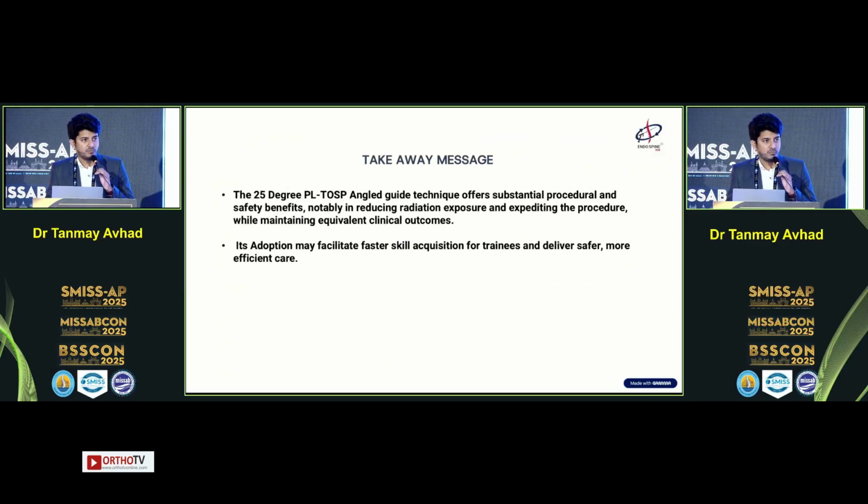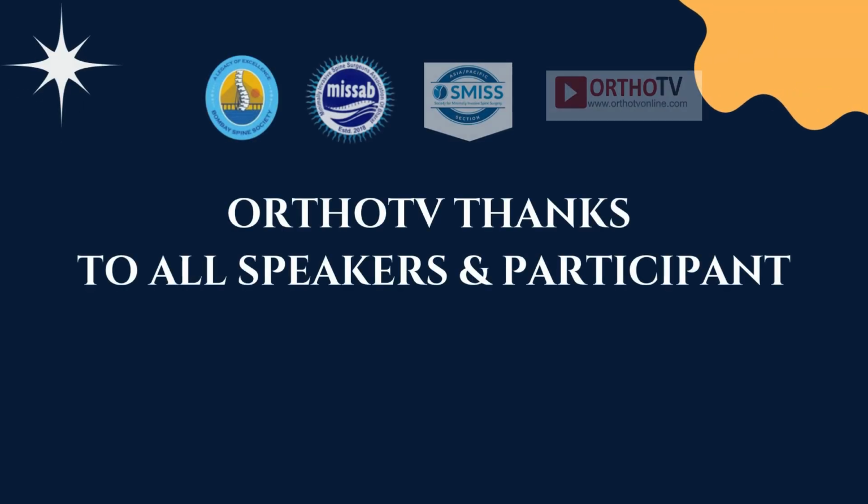The takeaway message is that the 25 degree PL-TOSP, being a static entry point, and using this guide, offers substantial procedural and safety benefits, notably reduction in radiation exposure and expediting the procedure, while maintaining clinical outcomes. And the most important thing is adoption. Adoption of this will definitely facilitate faster skill acquisition for trainees and deliver safer and more efficient care. Thank you.